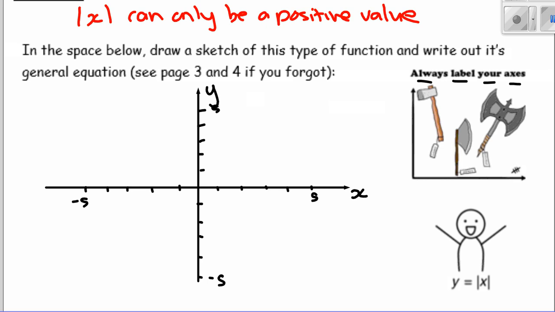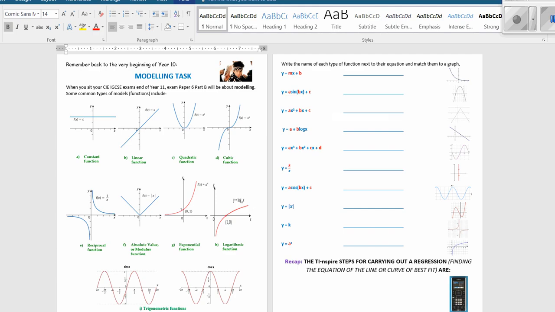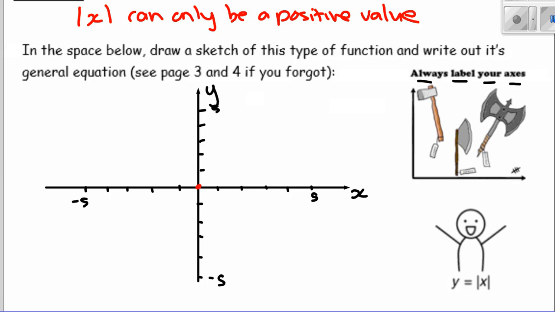So we have a little point at 0, 0. When x is 1, y is 1. Similarly, when x is 2, y is 2. When x is 3, y is 3. Sorry, this board's a little bit off. When x is 4, y is 4. Right there. When x is 5, y is 5.